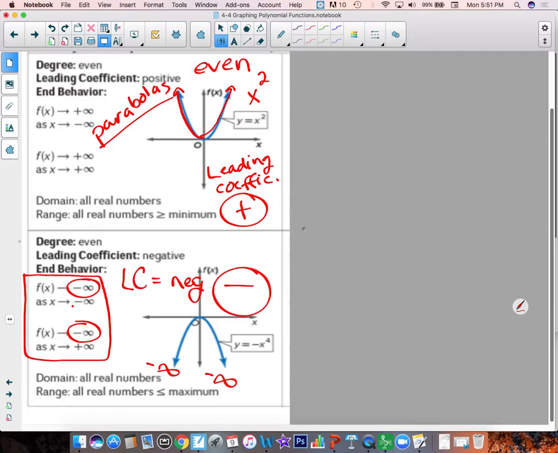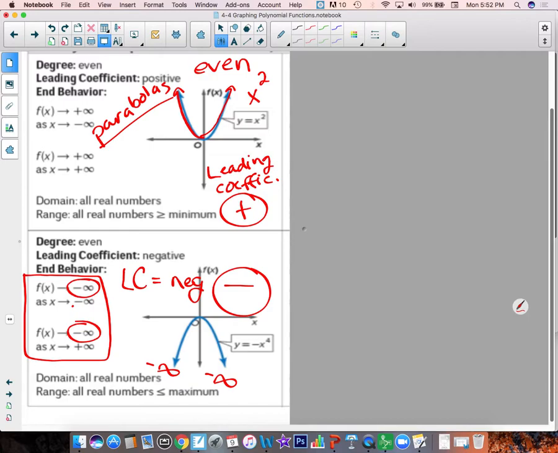Okay, negative leading coefficient. So those are two even functions. If it's even and the number out in front is positive, then both ends are going to go up. If it is even and the number out front is negative, then both arrows are going to go down. That's called an even function.